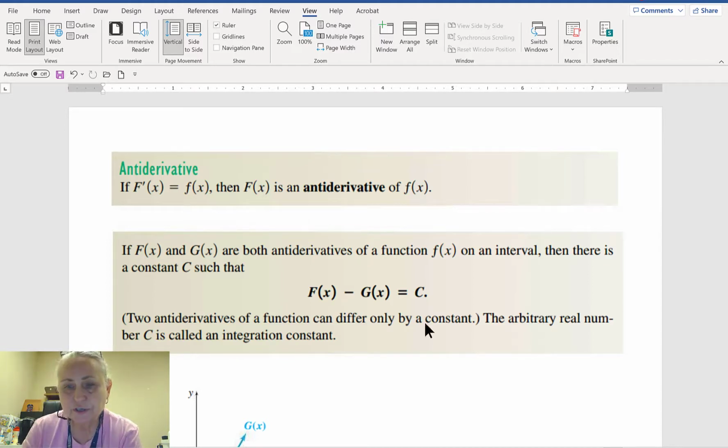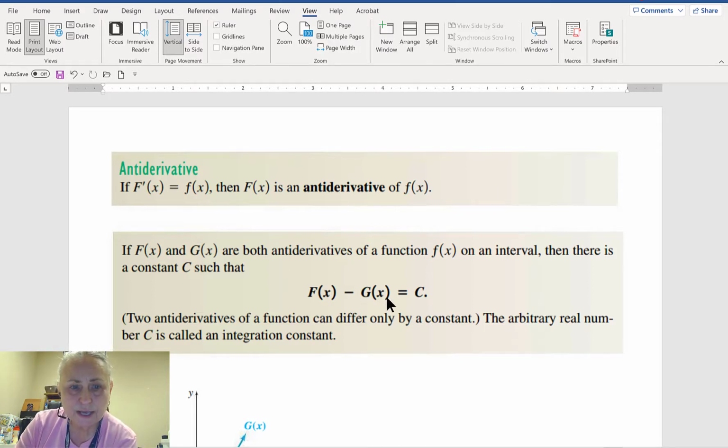So the definition of an antiderivative: if the derivative is a certain function, then the function whose derivative was taken is called the antiderivative. So what that means is that we've taken a derivative and we're going to go backwards and find the original function that we took the derivative of.